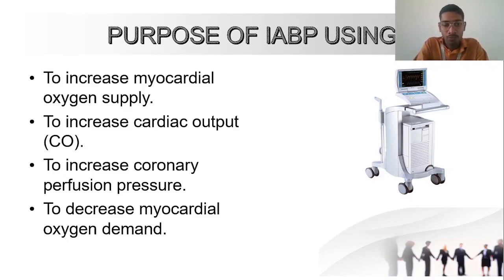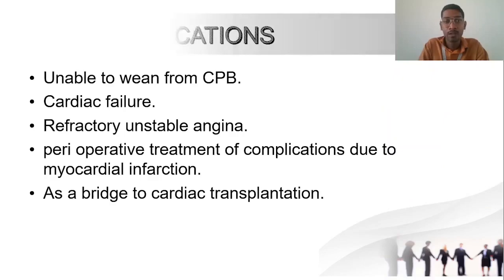Also, when coronary perfusion pressure gets lower, we can increase it. And it decreases myocardial oxygen demand. If the patient has a lack of myocardial oxygen, we supply oxygen by this method, and we can also manage unnecessarily high peak oxygen demand on the heart with the intra-aortic balloon pump. Then the indications: which patients can we assist with this method?